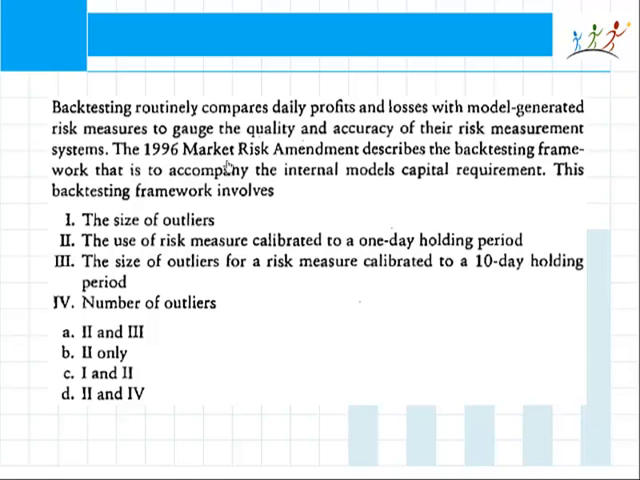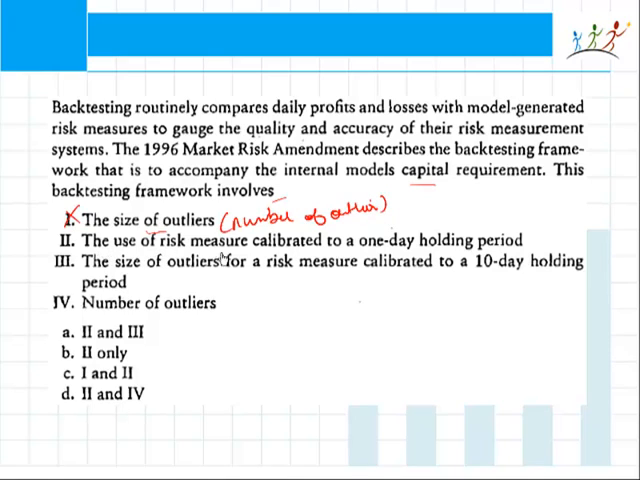In 1996, the Market Risk Amendment describes the backtesting framework that is to accompany the internal model's capital requirement. We'll study this when we study Basel. This backtesting framework involves the size of outliers. Please note, backtesting doesn't worry about the size of the outliers. It worries about the number of outliers. And that's how it tries to validate the VAR. So size doesn't matter.